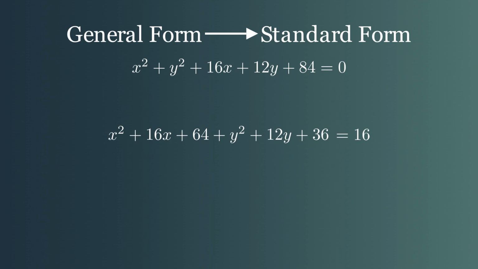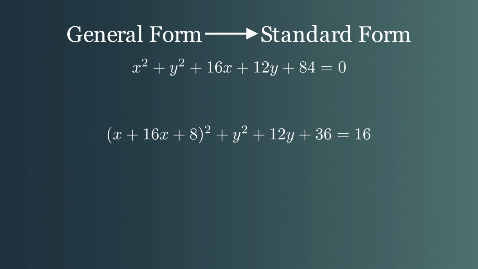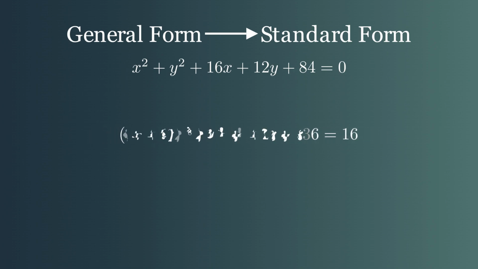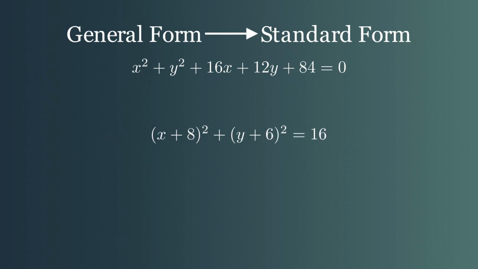Step number 3. We need to transform the trinomial square into the binomial square. To quickly transform x squared plus 16x plus 64 into a square of a binomial, take the square root of the first term, which is x squared, and the last term, which is 64, and copy the sign of the second term. We will have (x plus 8) quantity squared. We will get (y plus 6) quantity squared by following the same process. Now we have (x plus 8) quantity squared plus (y plus 6) quantity squared equals 16.